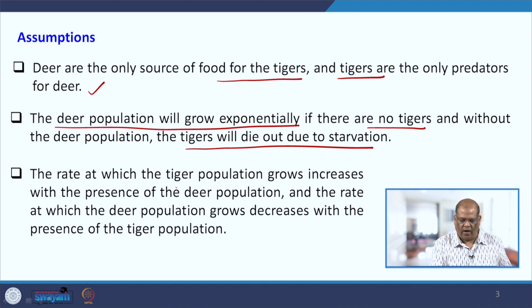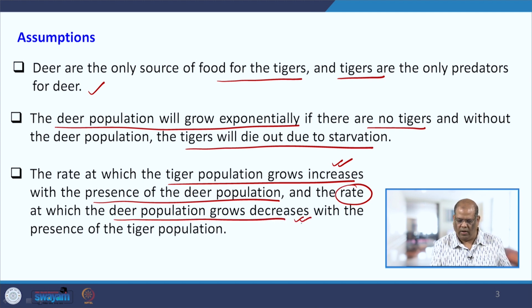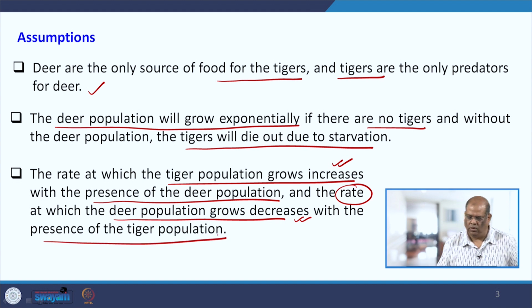And the rate at which the tiger population grows will increase with the presence of the deer population, and the rate at which the deer population grows decreases with the presence of the tiger population. This is somewhat obvious, because when the tiger finds a deer, it will try to kill it for food and its population will increase, and at the same time when the deer dies, the population of the deer decreases. Now, let us formulate the model.